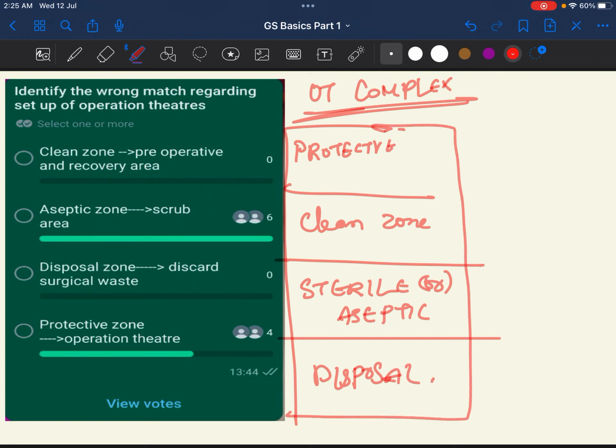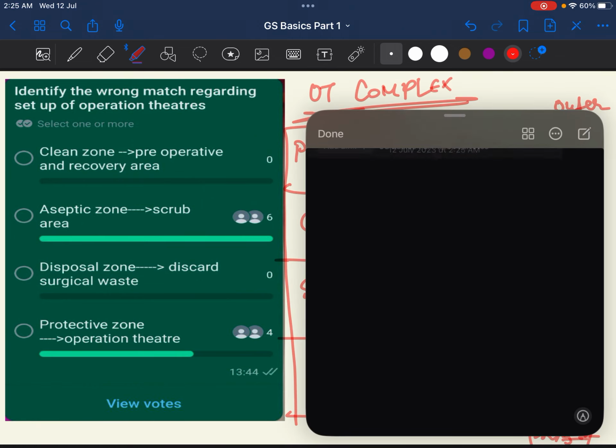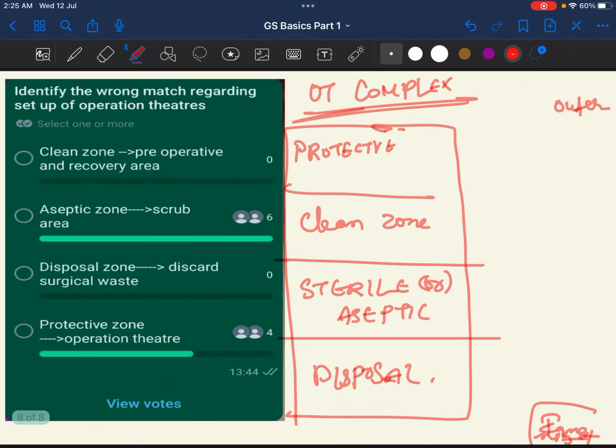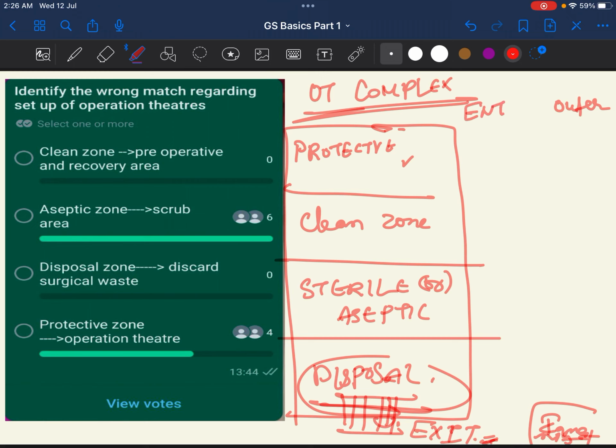So from the outer to the innermost side, there should be the protective zone on the outer side and the disposal zone on the innermost side, and always there should be a back exit from the disposal zone. This is the entry and here it is the exit.